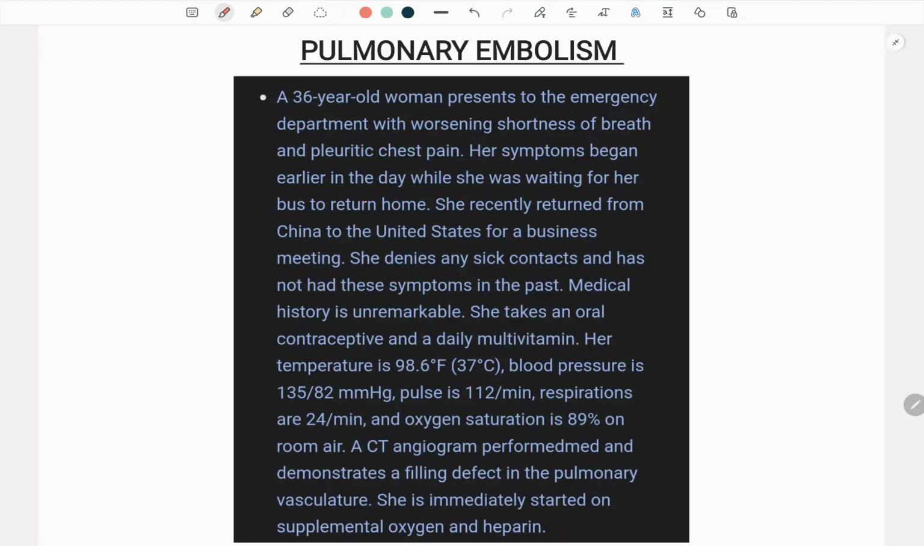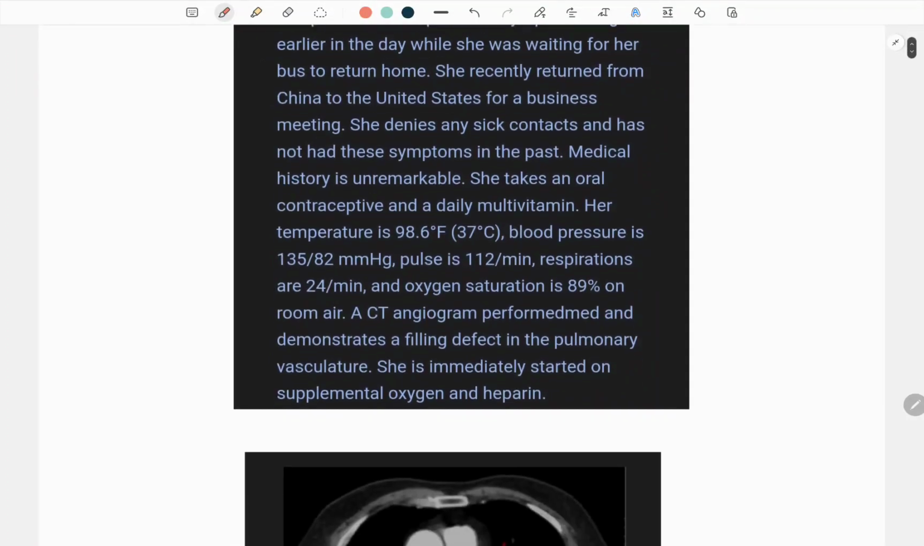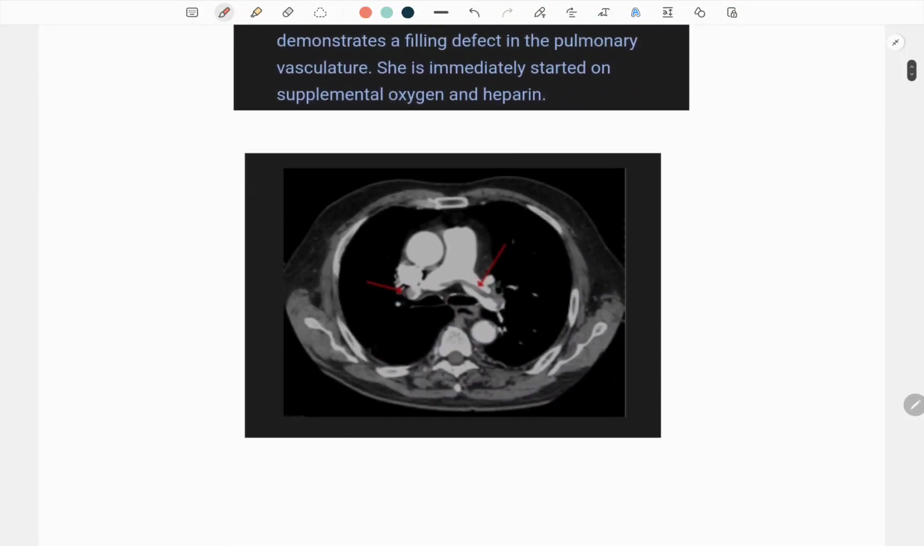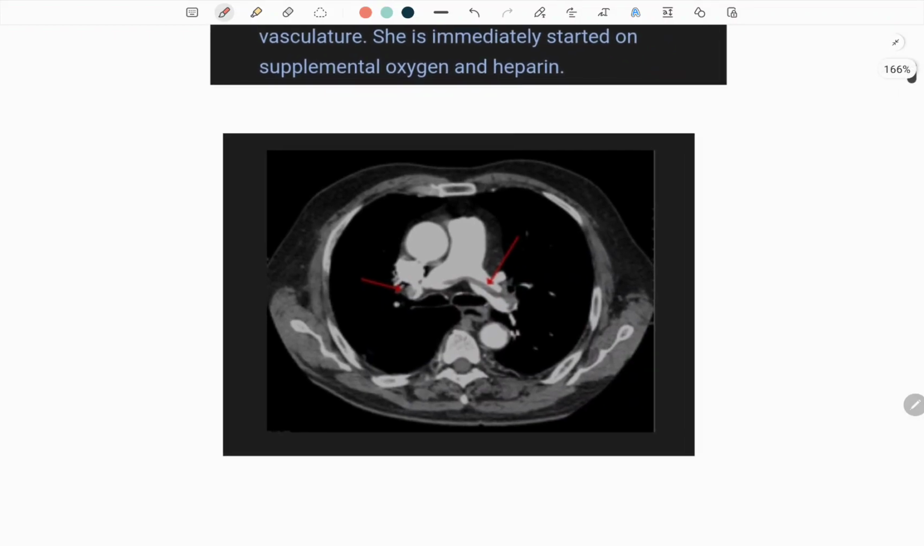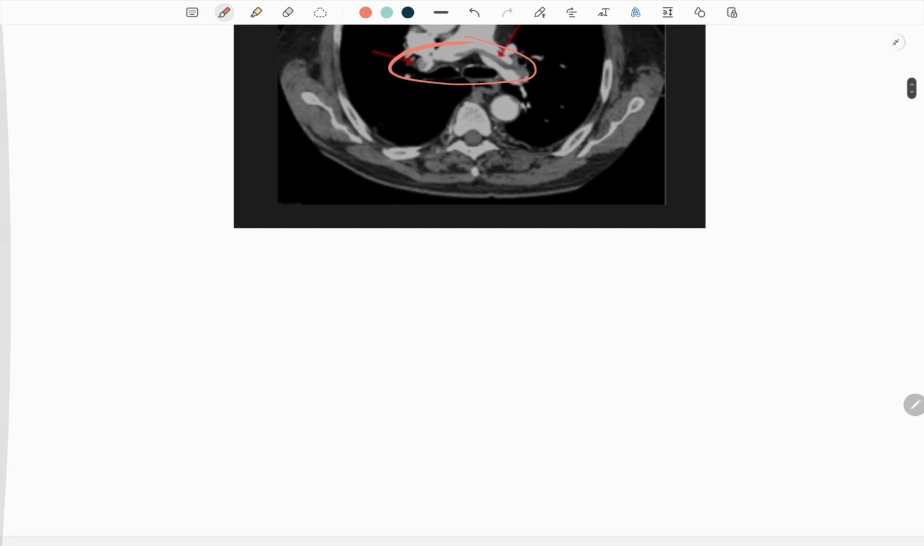CT angio was performed and demonstrated a filling defect in the pulmonary vasculature. She was immediately started on supplemental oxygen and heparin, and this is her CT. You can just see this thing. And now let's discuss pulmonary embolism.